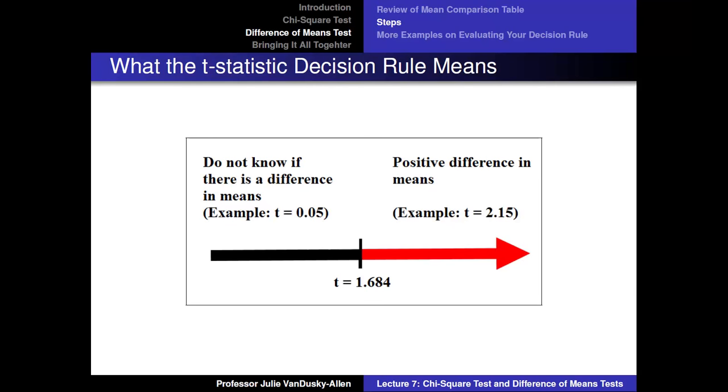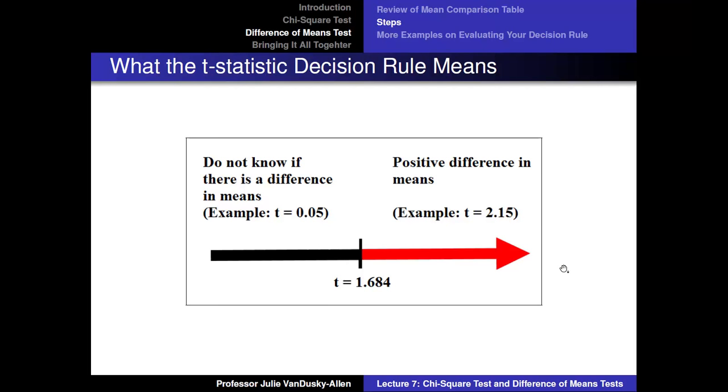Before we move forward, I want to explain why we are creating these decision rules. The decision rule you create will help you know at the end of the process whether there is a statistically significant difference in the means of the samples. For example, if you think there's a positive difference in means, and the t-value from table 6.4 that you used in your decision rule was 1.684, if the t you calculate is greater than 1.684, then you could say there's a positive difference in means. If the t you calculate is less than 1.684, then you would say that you don't know if there's a difference in means.